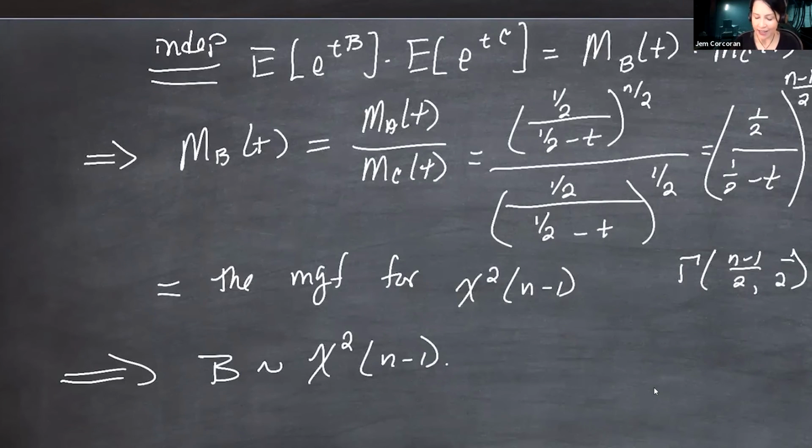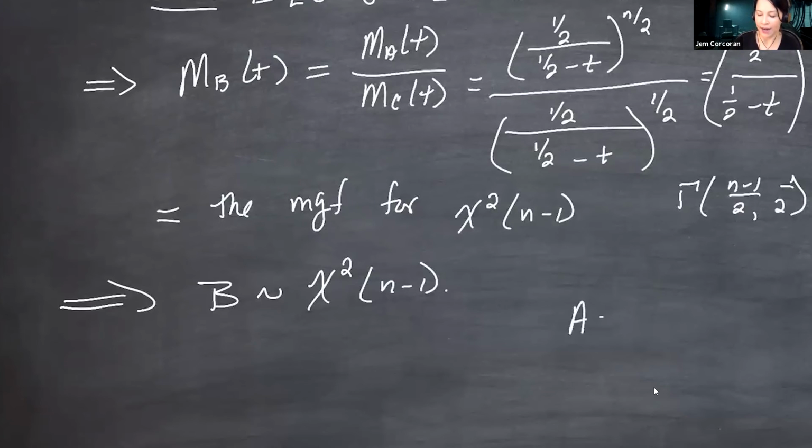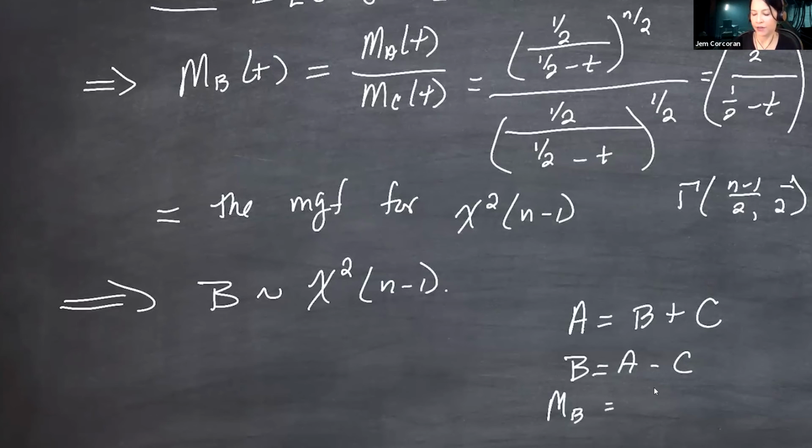We didn't have that A and C are independent, and so we had A equals B plus C, and we were trying to find the distribution of B. It would not be helpful to say that B is A minus C, because if you took the moment generating function of B and translated this through, you would not be able to break up the expected value here, because A and C are not necessarily independent.